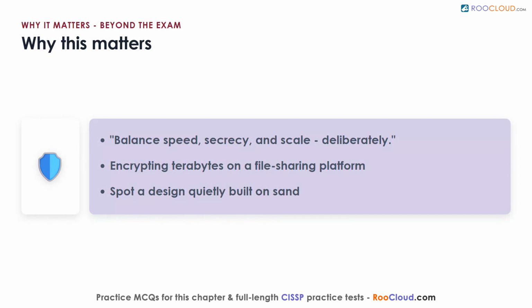Why does this matter beyond the exam? Because these choices sit inside every product and service you secure. Picture a team building a file-sharing platform that must encrypt terabytes quickly. The wrong cryptographic choice makes it either slow or insecure. Understanding how modern systems balance speed, secrecy, and scale lets you guide those decisions with confidence. It also helps you spot when a design has quietly built itself on sand.